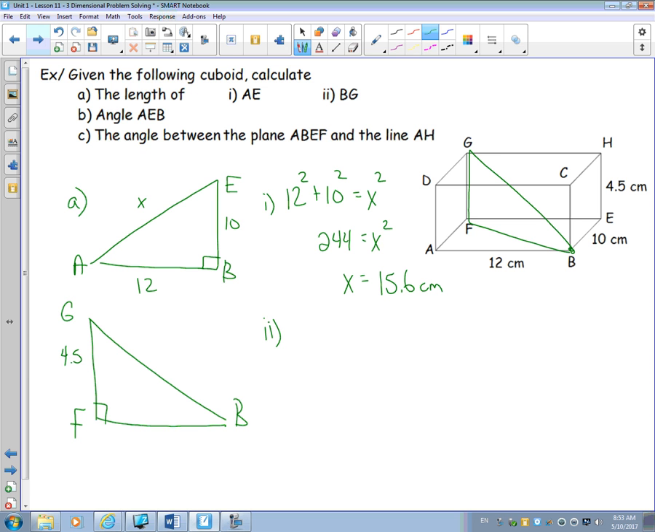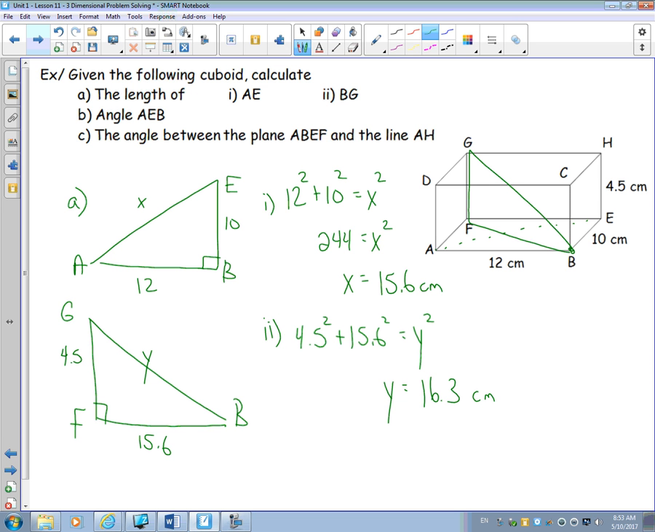B to F. Well, isn't B to F the same as A to E? Isn't it the diagonal of the rectangle? So I actually know B to F is 15.6. What I need to figure out this time is B to G. But it's Pythagoras again. I've got a right angle triangle. So I can do a squared plus b squared equals c squared. If I put that into my calculator, and square them and add them, skip the work this time, the answer comes out to 16.3. We should be hopefully pretty good at Pythagoras by now.